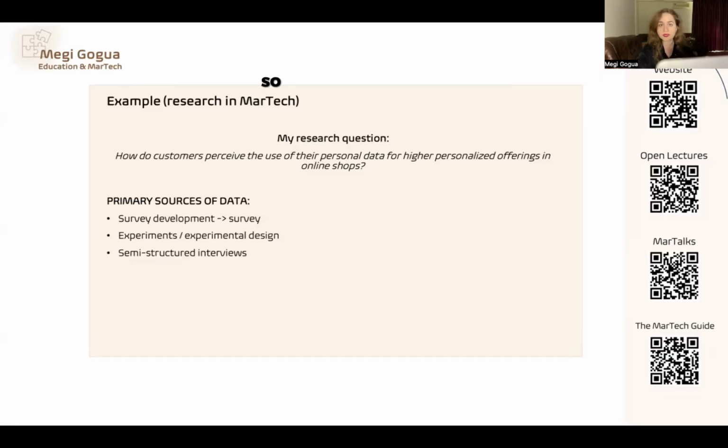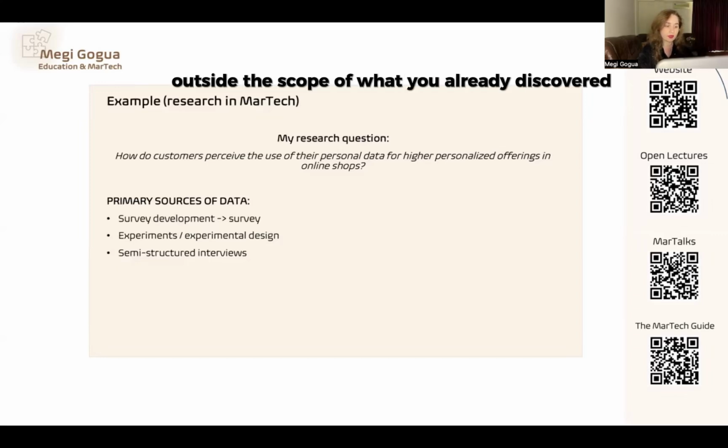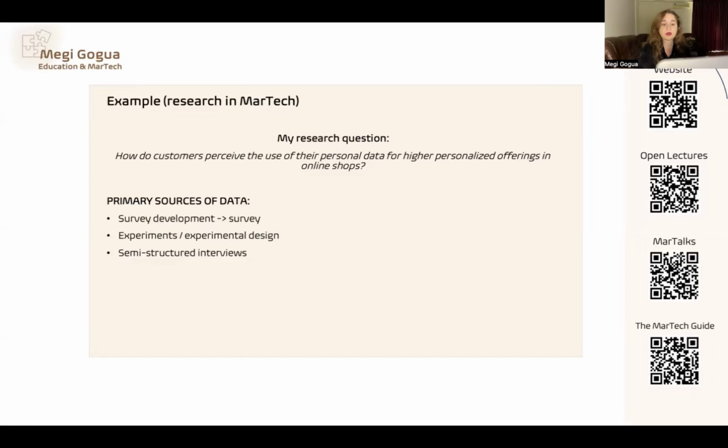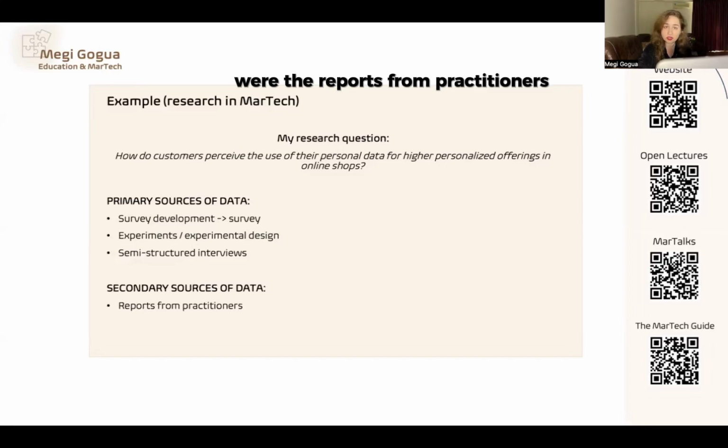Semi-structured interviews, so it can answer the question, maybe not in the very straightforward and direct way, but at the same time, it's a very nice explorative way of learning about how this question can be asked outside the scope of what you already discovered based on the prior literature review and what you already consider to be there. Maybe there are some other concepts and information that can help you to improve your research. And the second resources of data were the reports from practitioners.